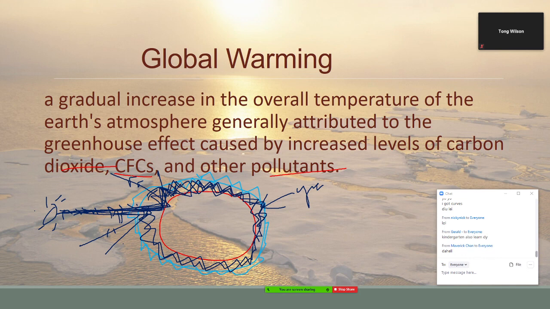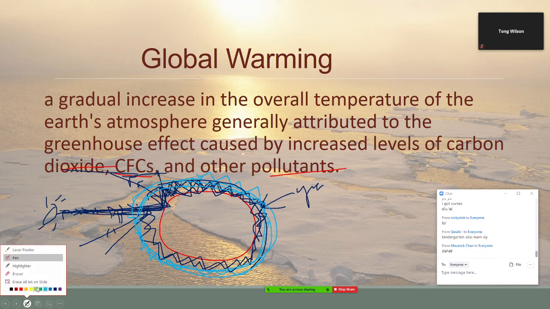So the more CFC and the more we put in, this layer will be much thicker and thicker. So the energy that comes from the sunlight cannot escape. So that's why we have global warming. Do you know what a greenhouse effect is? We call it the greenhouse effect.